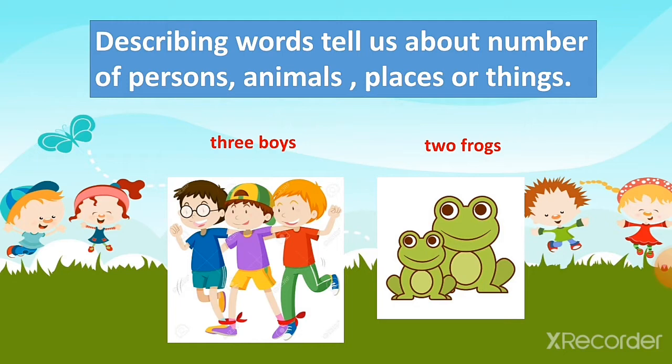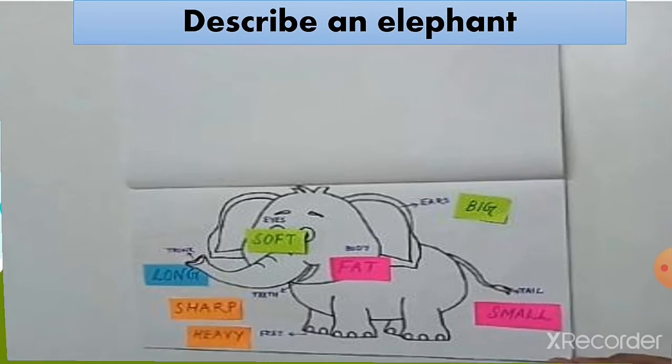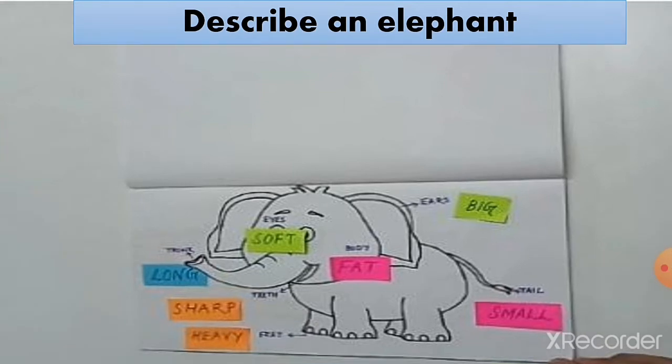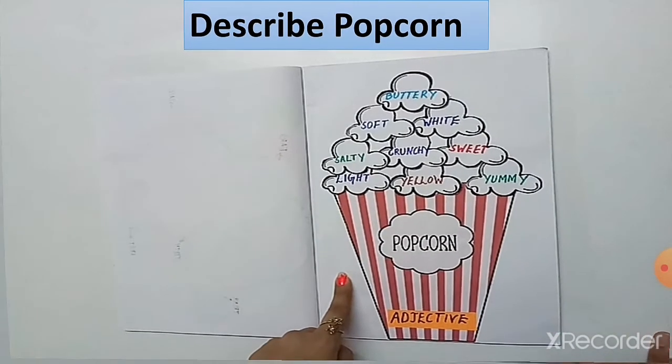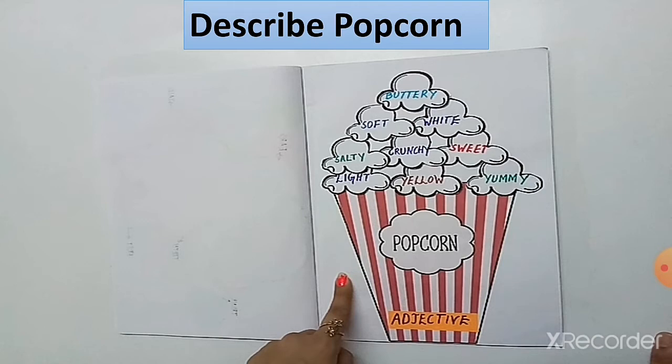Describing words tell us about the number of persons, animals, places or things. Kids, you can see very well, in the picture there are 3 boys and 2 frogs. So 3 and 2 are the describing words. It means 3 and 2 are adjectives. Kids, we did this activity in the last video. I hope you all did this activity in your notebook also. And this activity also, I hope you did in your English notebook.